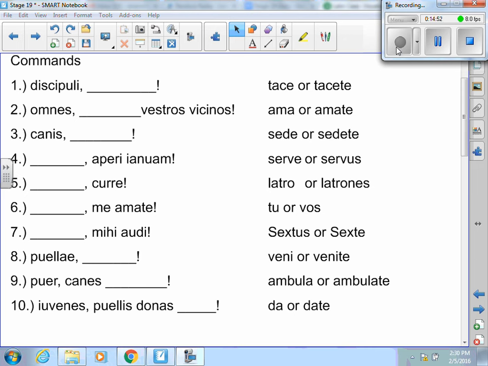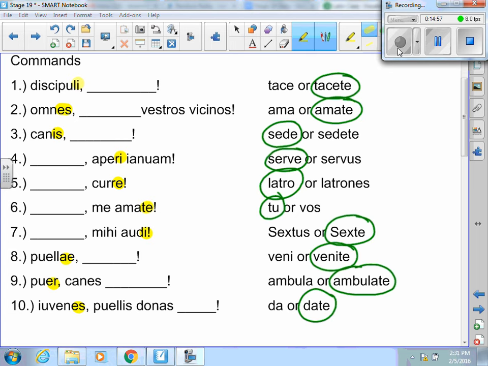Okay, here are your answers, and I've highlighted the decision makers, the things that I saw that made me choose what I chose. The scipuli, the letter i makes it plural, so I chose the tacite. The te is going to go with the plural. Same thing with omnes, it's plural, so I use amate. Canis is not a plural, it's a singular, so I choose the singular sede, no te. Next I have aperi, it's just an i, there is no plural, so I choose serve. Next one is cure. There is no te, it is singular, so I chose the singular latre.